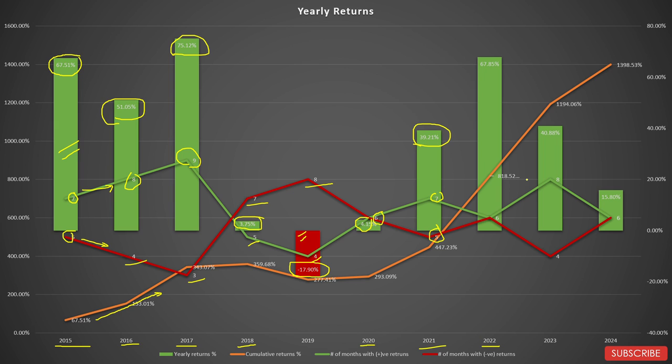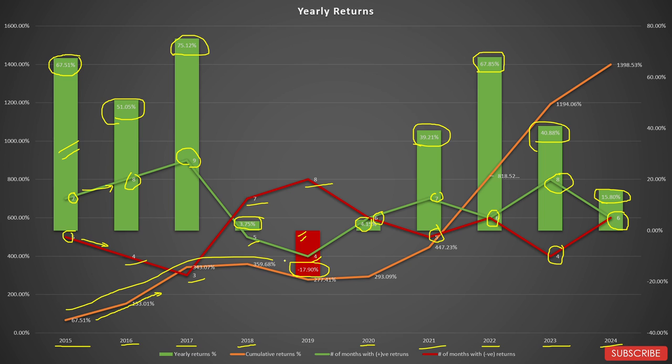2022 again was a very good year for this sector, and this sector managed to give returns of 67.85% with 6 positive and 6 negative months. In 2023, the sector gave very good returns of 40.88% with 8 positive months and only 4 negative months. In 2024, it's an okayish year for this sector with 15.80% returns and 6 positive and 6 negative months.